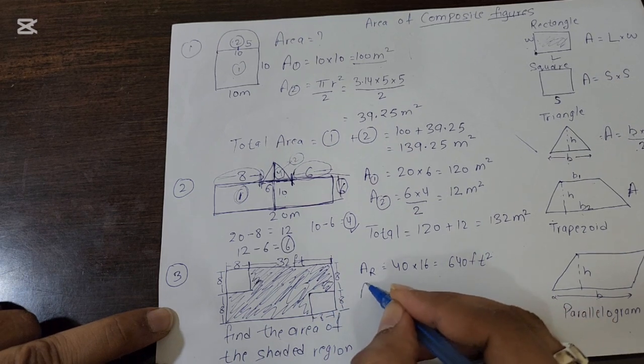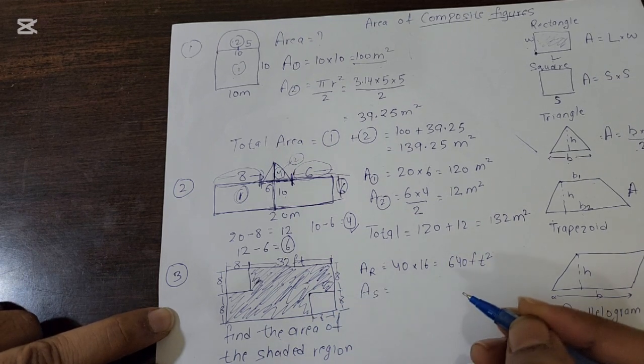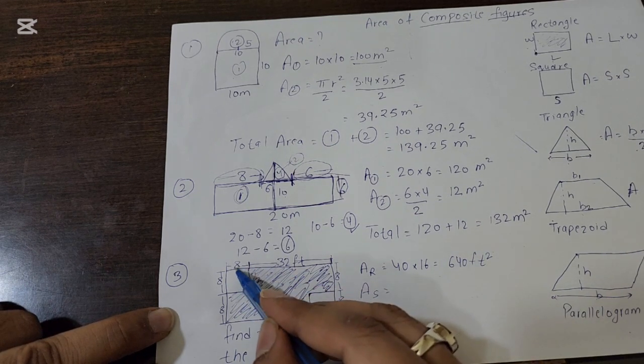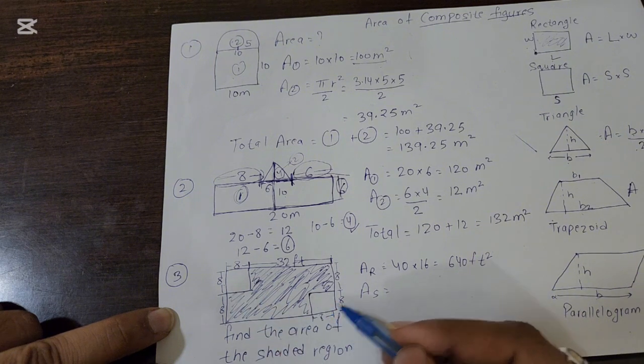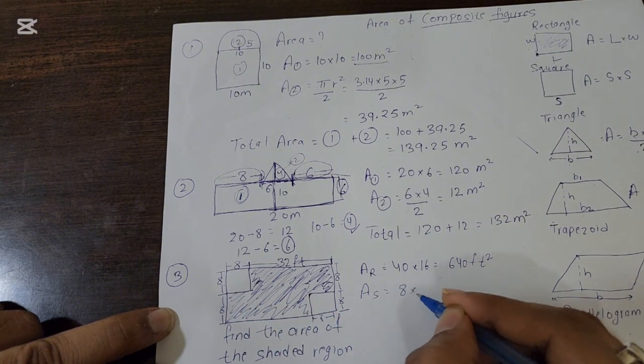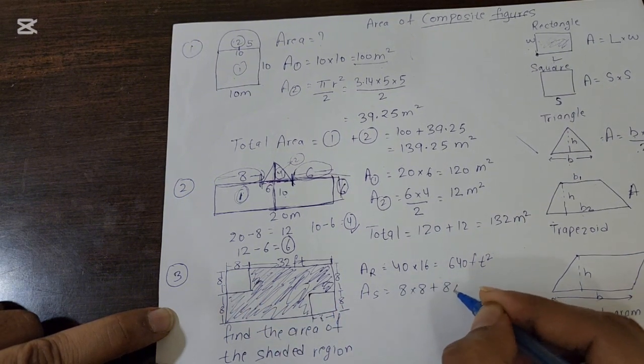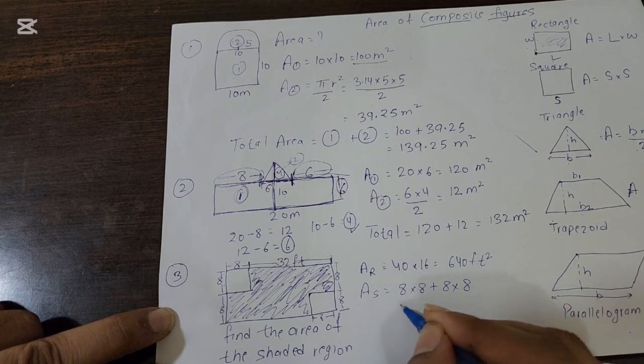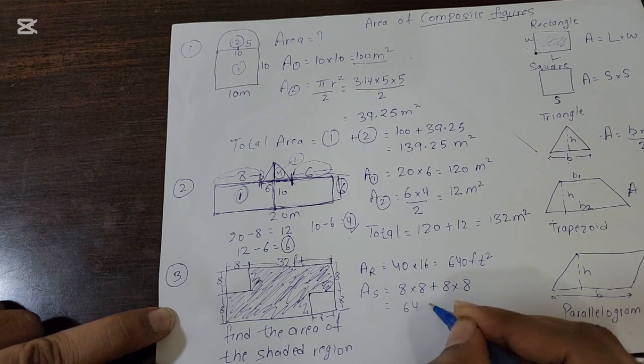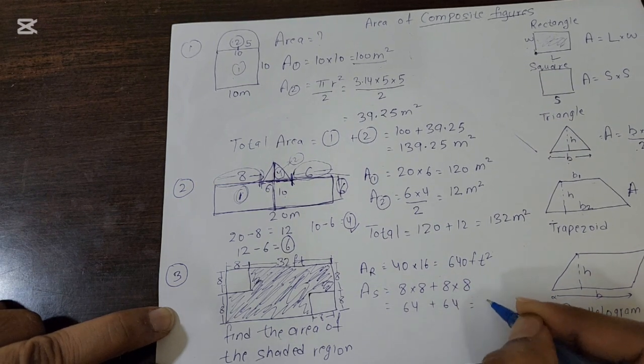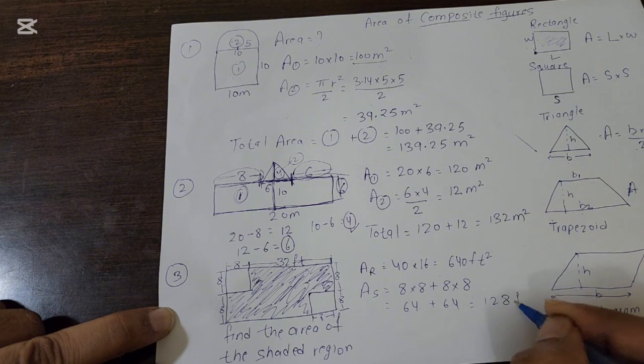So let us find the area of the squares. How will I find this? 8 times 8. Here also 8 times 8. So 8 times 8 plus 8 times 8. 8 times 8 is how much? 64. Here also how much? 64. It will give me 128 square feet.